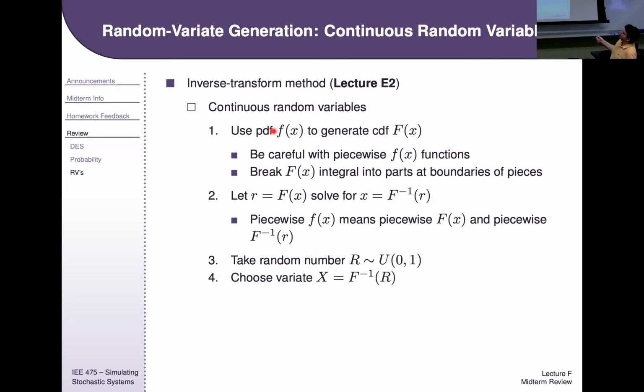But just be careful with the piecewise stuff. Make sure to break your things into parts with boundaries. Solve the inverse problem for each piece, but make sure you're careful about your ranges. Take your random number, plug it in to get your variate. And I could ask you to generate variates. Typically, I might say generate 5 variates and give me the 5th one, and that'll be the answer to the question.